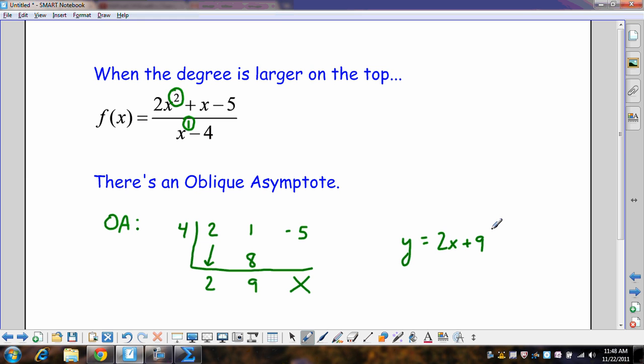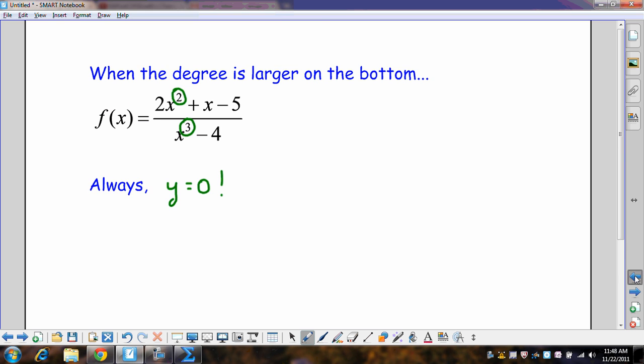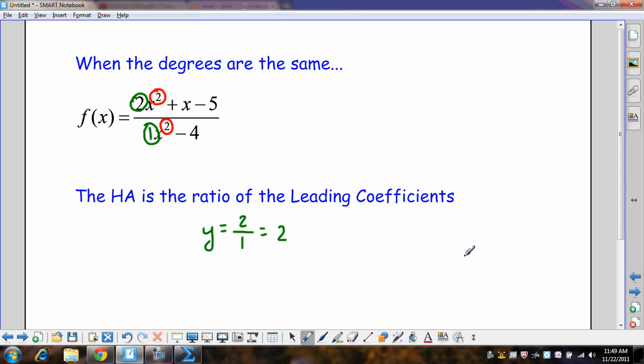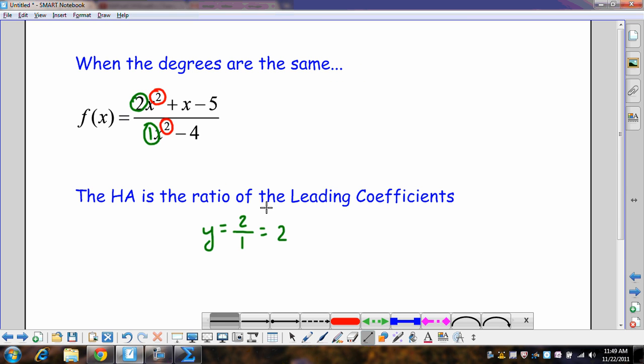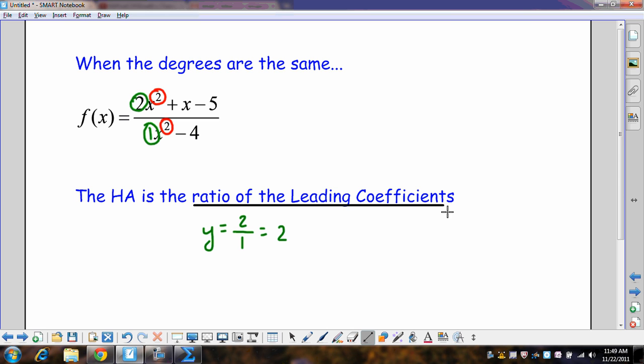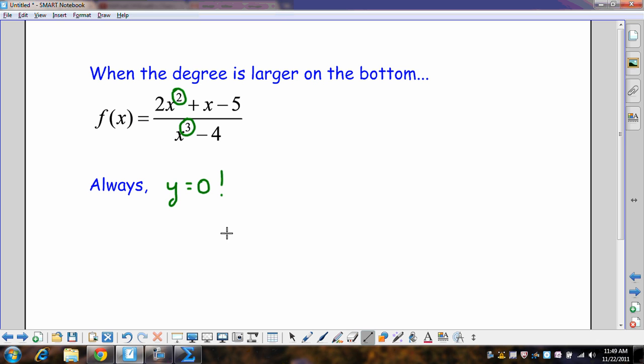Now, the reason I dropped off the remainder is because we're never actually going to touch the oblique asymptote. And since the remainder is such a small addition to that line, if I'm never going to touch that line anyway, then the remainder really isn't going to matter. That's why I can ignore the remainder.